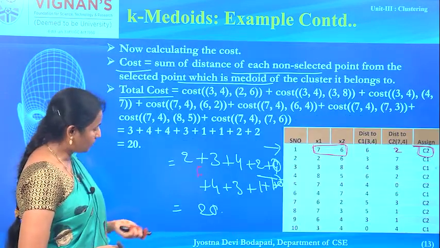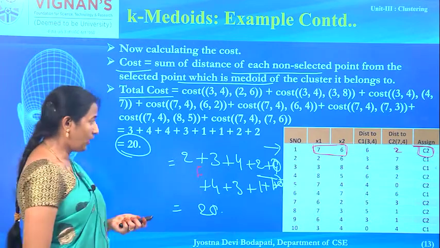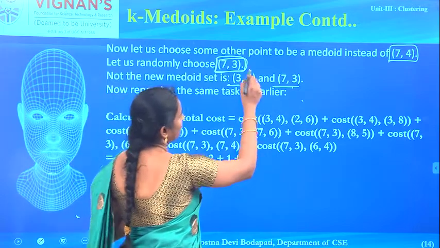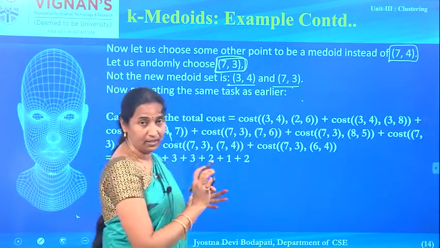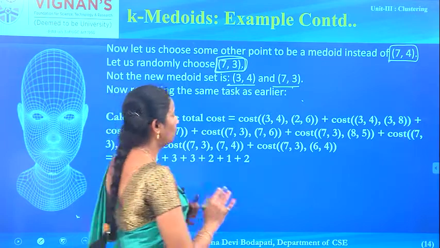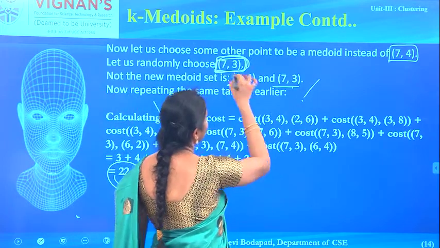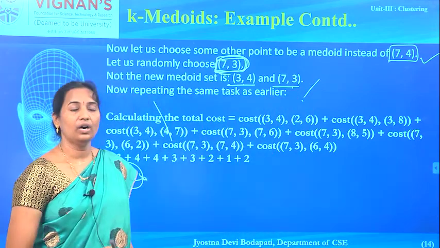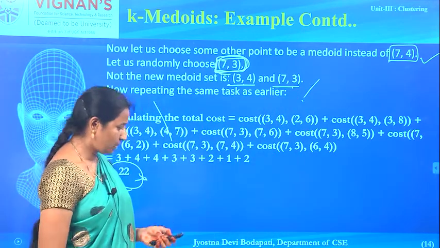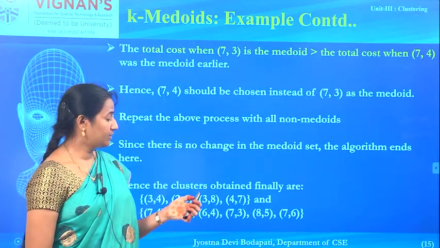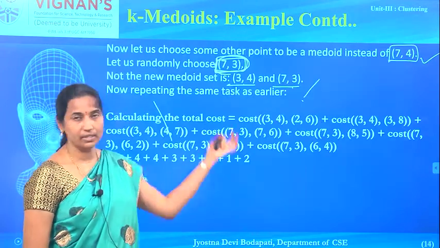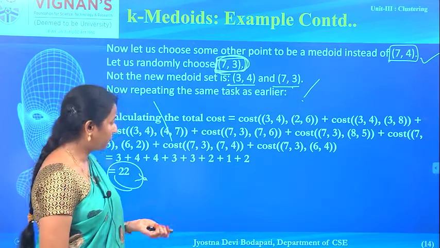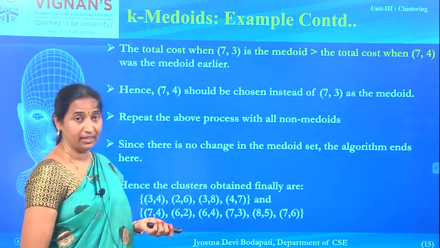And what was the earlier cost? It is 20. So is the cost reduced or increased? It is increased. Because the cost is increased, this swapping of the medoids is not a wise decision. So better don't use 7, 3 as a medoid, retain 7, 4 as a medoid itself. Because the cost is not reduced, you can stop the process here itself. Or if you want, you can try all the non-medoid points and compute the cost till the cost is reduced. That is how you can repeat the algorithm and get the final clusters.